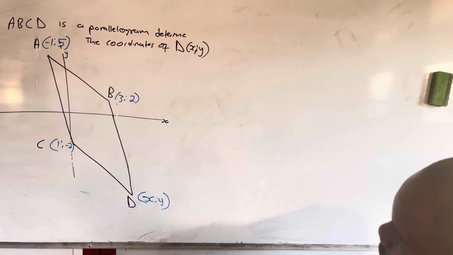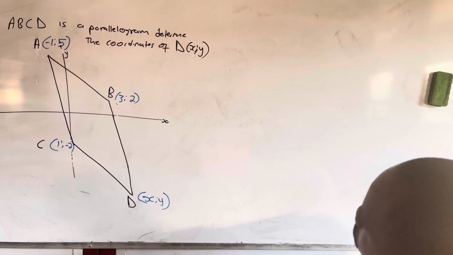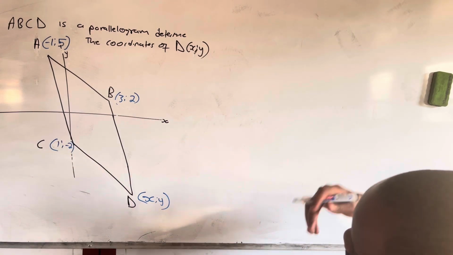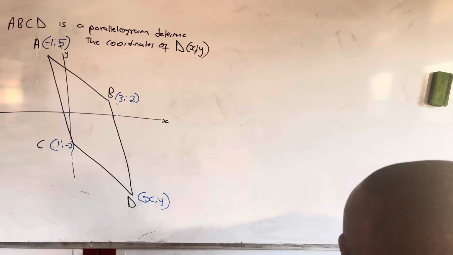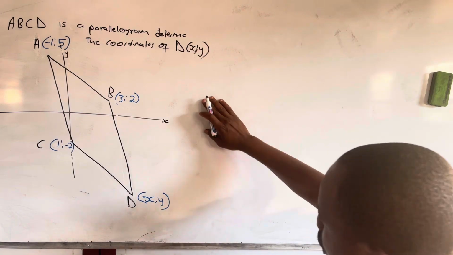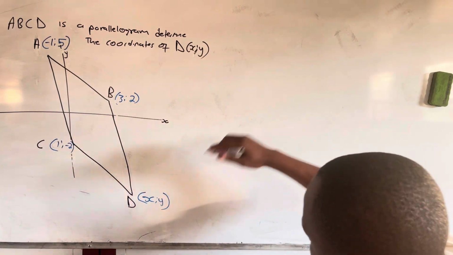Okay, people, let's try to determine the coordinate of D, being told that ABCD is a parallelogram. So this is easy, guys. You do not have to stress yourself, okay? So this is what you need to do whenever you have a question like this one.